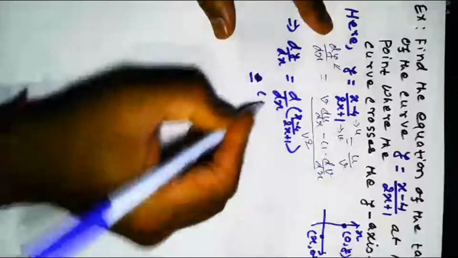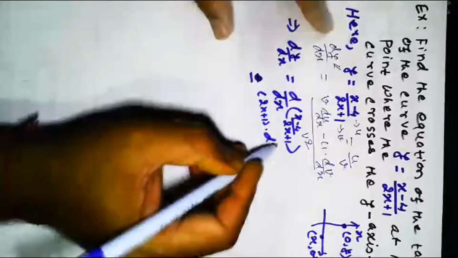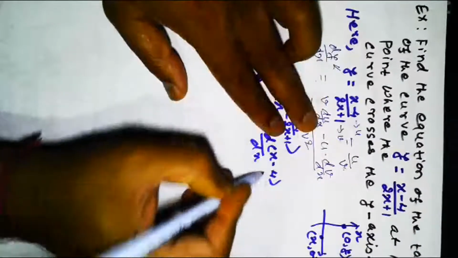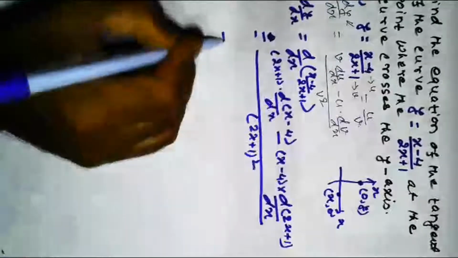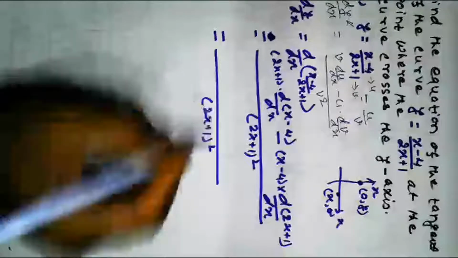So now v means we just write the v value here, so it is 2x plus 1. Then du means d(x minus 4)/dx, and then the minus term. U means you again write here what is u? x minus 4. Then the derivative of v means the derivative of 2x plus 1. And everything goes divided by v square. So in place of v we have 2x plus 1, so we write here (2x plus 1) whole square.